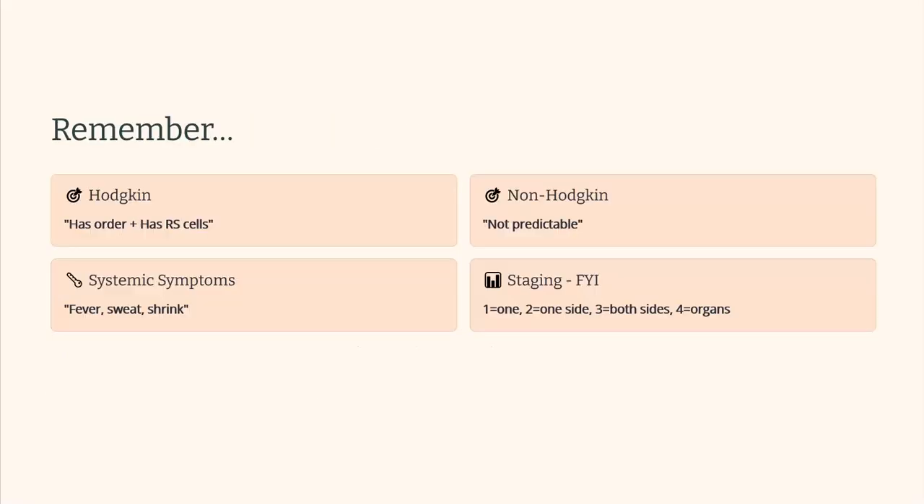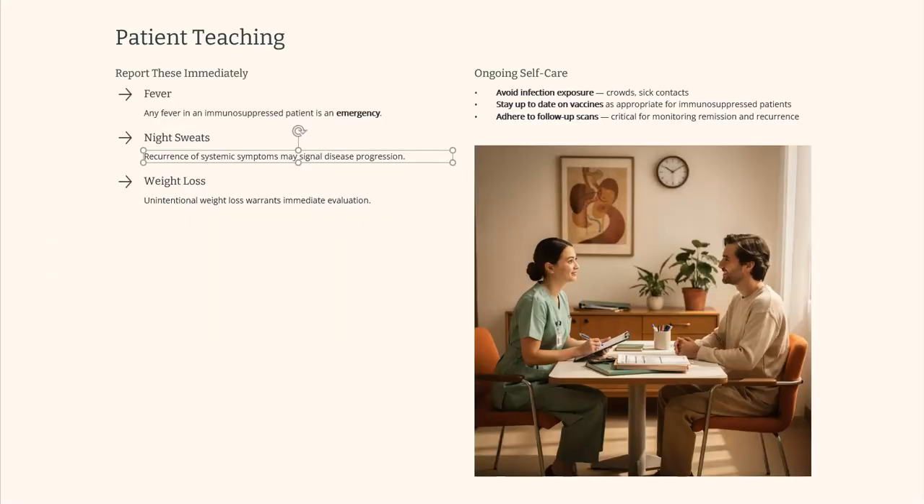This slide has additional need to know information that we've already talked about. A reminder, the staging is just an FYI. You want to understand how the disease progresses, but not necessarily each stage 1 through 4. For patient teaching, remind your patient that they need to report any fever immediately. Because they are immunosuppressed, a fever would be considered an emergency that we need to provide interventions for.